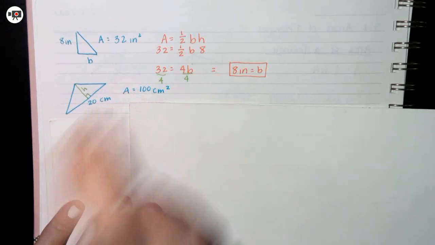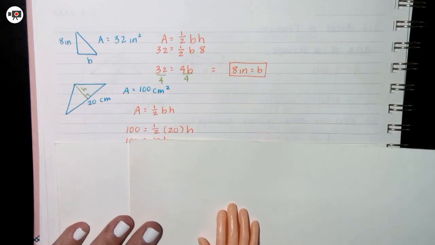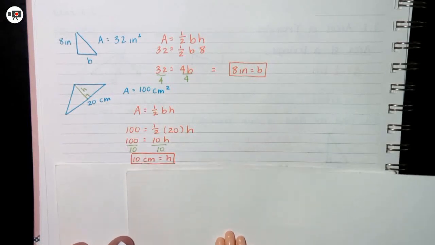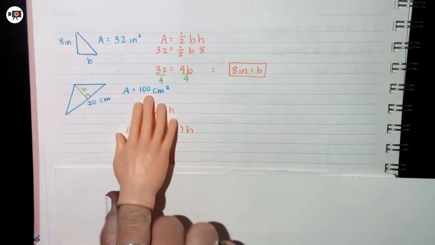Here I have the base is 20. I don't know the height, but I do know the area. Plug in everything you know. Half of 20 is 10. Divide 100 by 10 to get the height is 10. I can check this. 10 times 20 is 200, and then half of 200 is 100, and that's the area that's given.